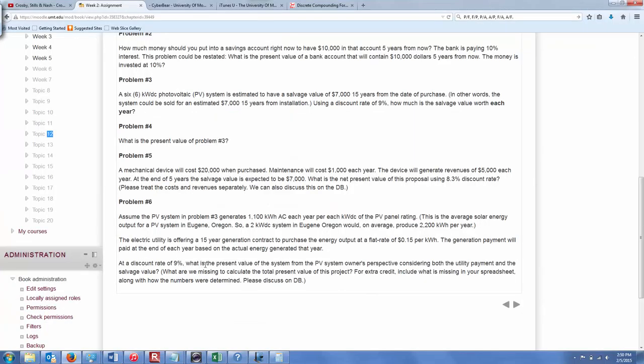At a discount rate of 9%, what's the present value of the PV system, from the owner's perspective, considering both the utility payment and the salvage value? What are we missing to calculate the present value of this project? Oh, the only thing we're missing is what it costs to put it in, I think. Because you never really told us what the installation cost was. I think that's the answer. But if it's like a break-even prospect, we should be able to calculate the present value based on the salvage value, if that discount rate is the same.